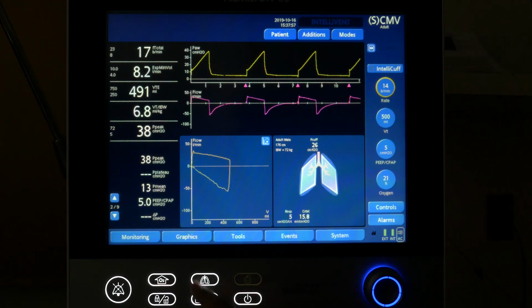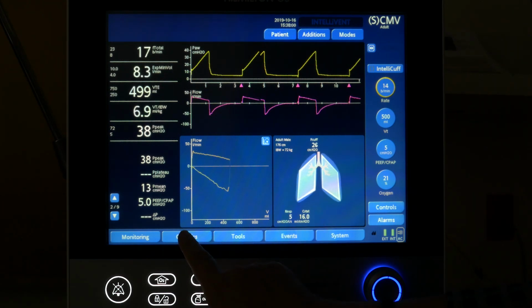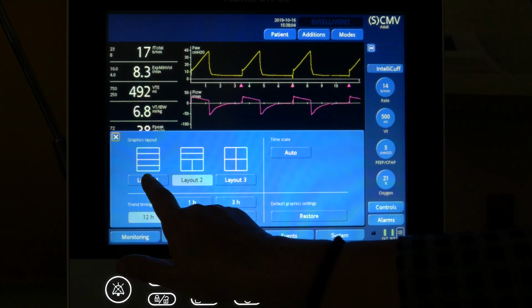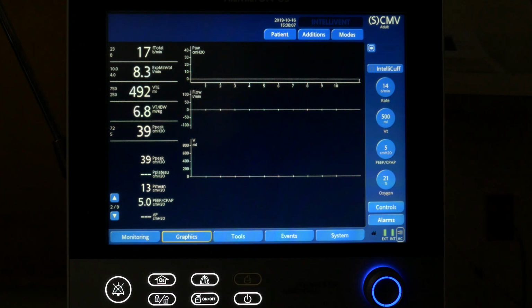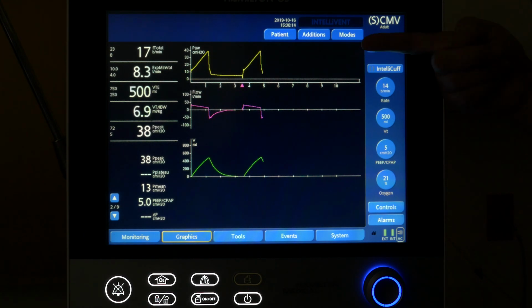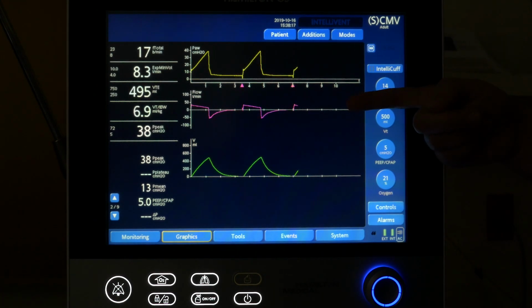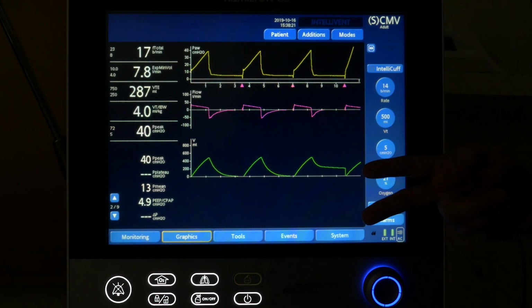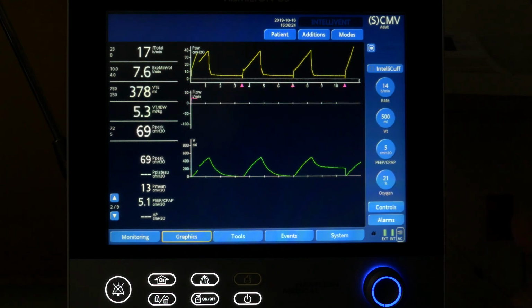If you wanted to set it up the same way we've usually been seeing our waveforms, you can go to the graphics button here, and you can actually choose layout number 1. Layout number 1 should seem very familiar to everybody. It's the way we've been showing our waveforms on the Avia over time. We got the pressure waveform on the top, the flow waveform in the middle, and the volume waveform underneath. You can also add another one underneath for esophageal pressure if you have an esophageal balloon. And eventually we're going to have volumetric capnography, which will also show there. So you can see these in real time.